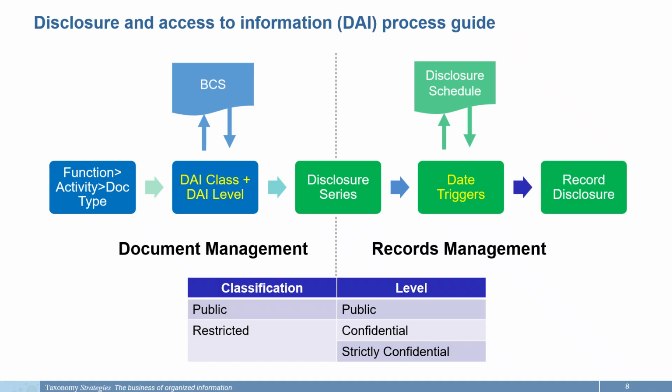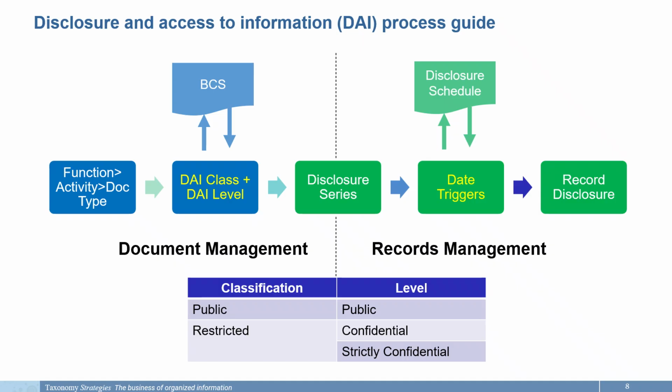At the African Development Bank, the level for personal identifying information, PII, investigations, and board committee documents is strictly confidential. The disclosure and access to information class and level are the metadata parameters that identify the appropriate disclosure series in which a document belongs. An example from the African Development Bank is shown in the table.